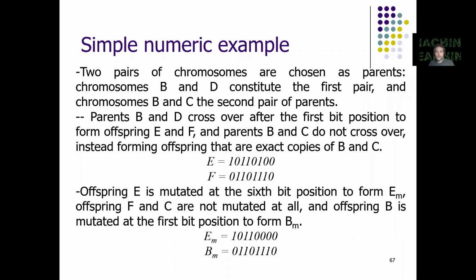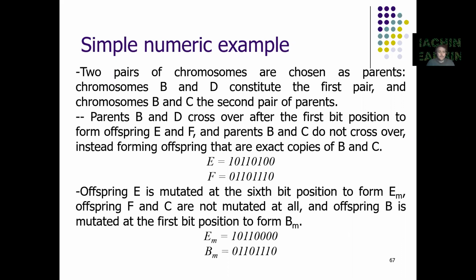Parents B and D crossover after the first bit position, and they produce offspring E and F. Parents B and C do not crossover. Their offspring are exact copies of B and C. Okay, so you see E and F here based on the crossover. And then you have, as I said, B and C, which are copies of their parents.